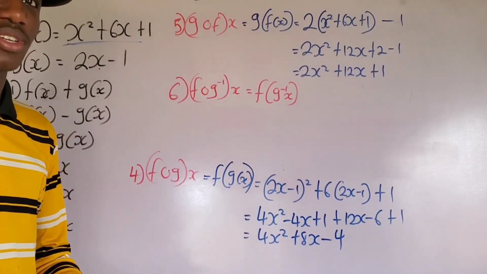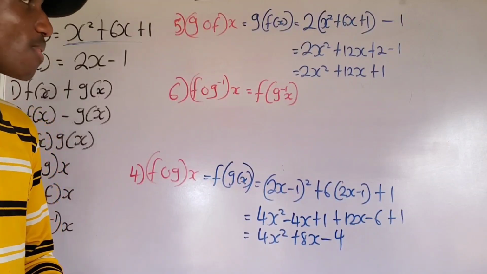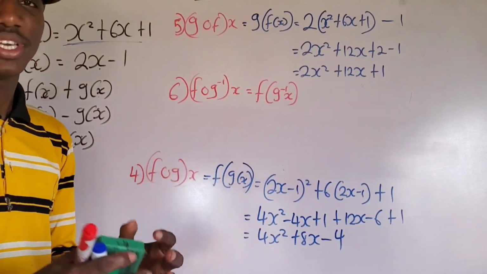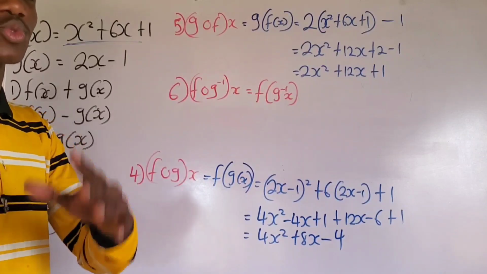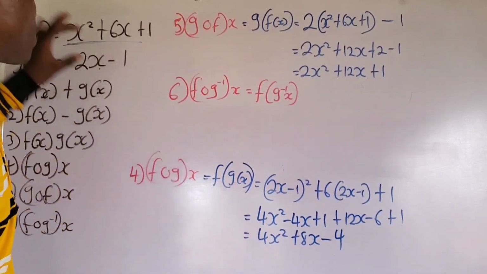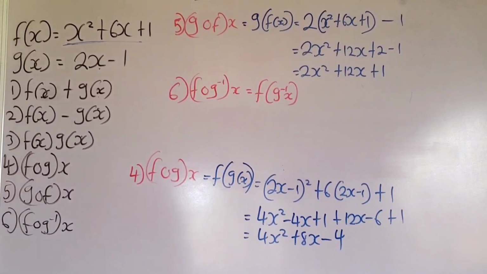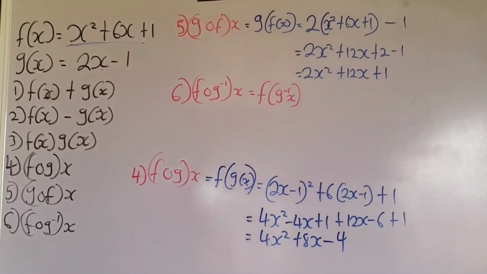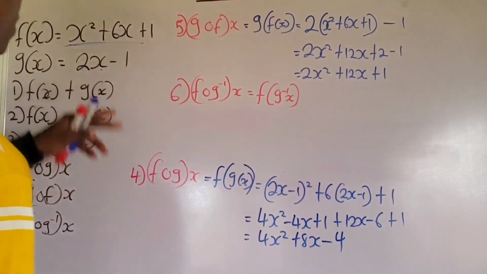Listen to the explanation again. We have f of g inverse of x. We first have to determine the inverse of function g(x). So it is that inverse that we're going to replace as the value of x in the function f(x). Do you understand? Okay, so in an attempt to help us simplify that, let us first determine the inverse of the function g(x).